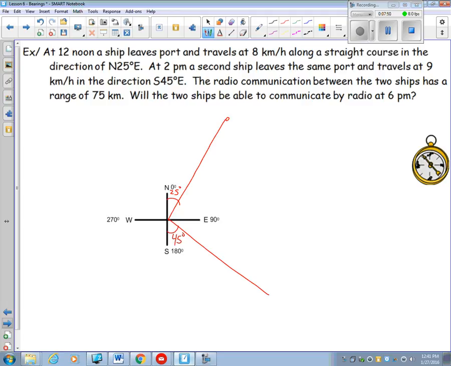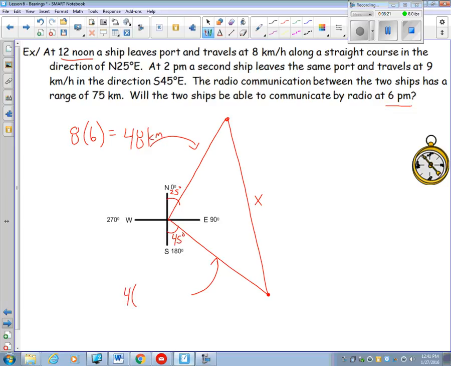So we need to know how far apart they are at 6 p.m. Well, this first ship up here is traveling at 8 kilometers an hour, for how many hours? If after 12 noon, we want to know 6 p.m., that's 6 hours, right? So they've gone a total of 48 kilometers at that point. The second ship left later. It didn't leave till 2. So it's only been traveling for 4 hours, at a speed of 9 kilometers an hour, so it's gone a total of 36. A little bit of problem solving there to get our initial sizes.